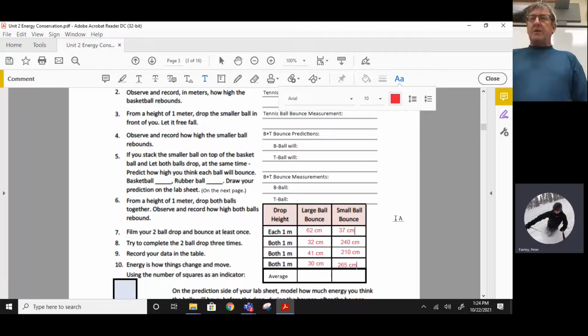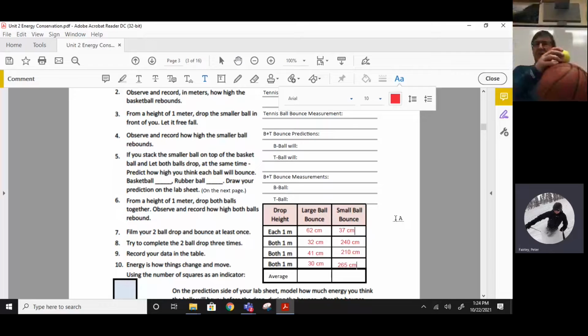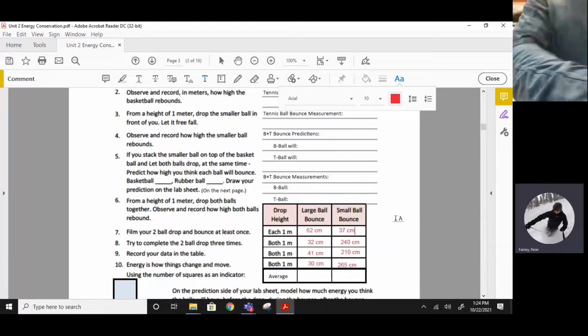Okay. So this is what we did in the large gym one day. We did 2 different labs in there. Excuse me, it was the small gym. But one day I did all the dropping of these balls together like this. And students filmed it, and then we measured how much they bounced back.